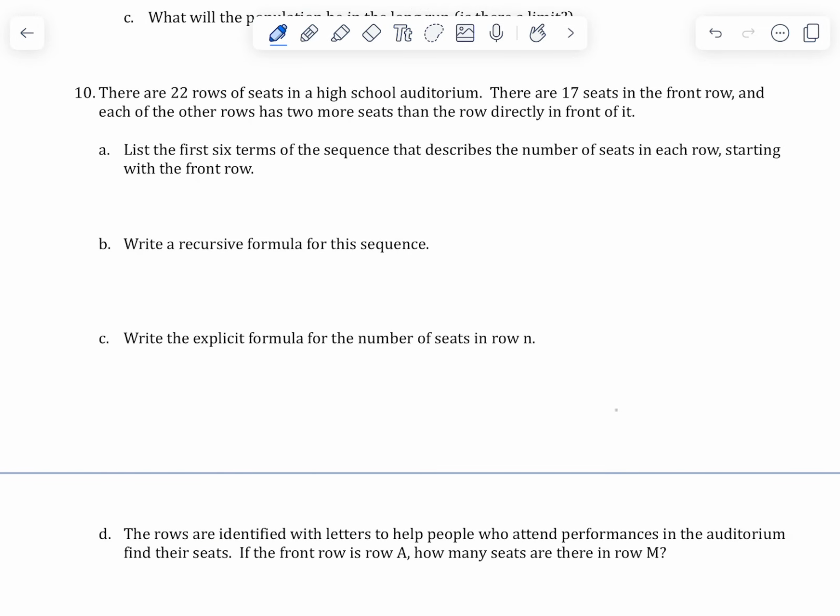22 rows of seats in a high school auditorium. There's 17 in the front row. Each of the other rows has 2 more than the row in front of it. List the first 6 terms. So it starts out with 17 seats in row 1. Then there's 19, 21, 23, 25. So this is the first row, the second row, the third row, the fourth row, fifth row. And it says to do it for 6, I gotta do one more. So this would be 27.